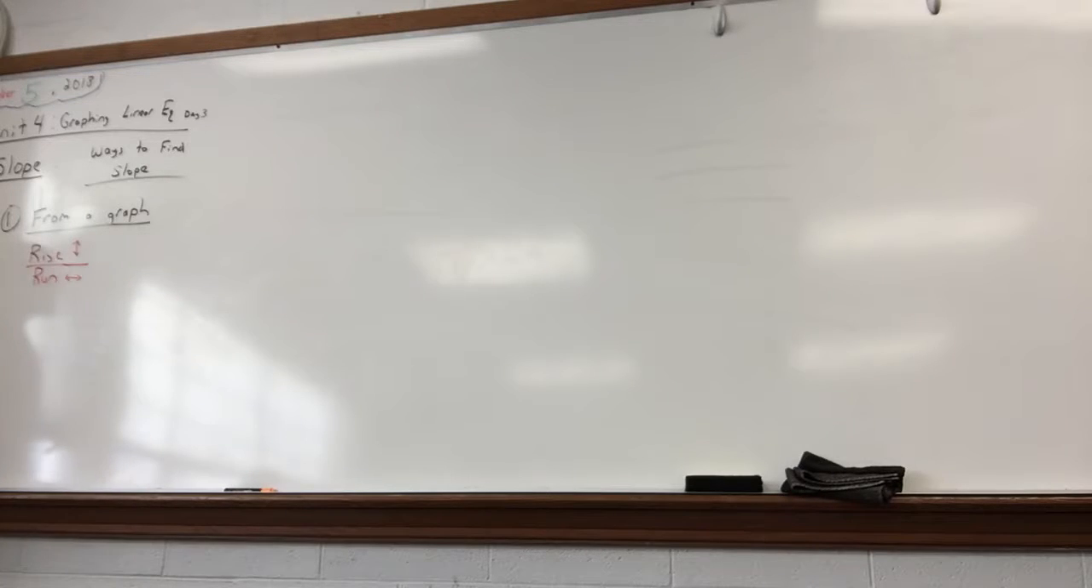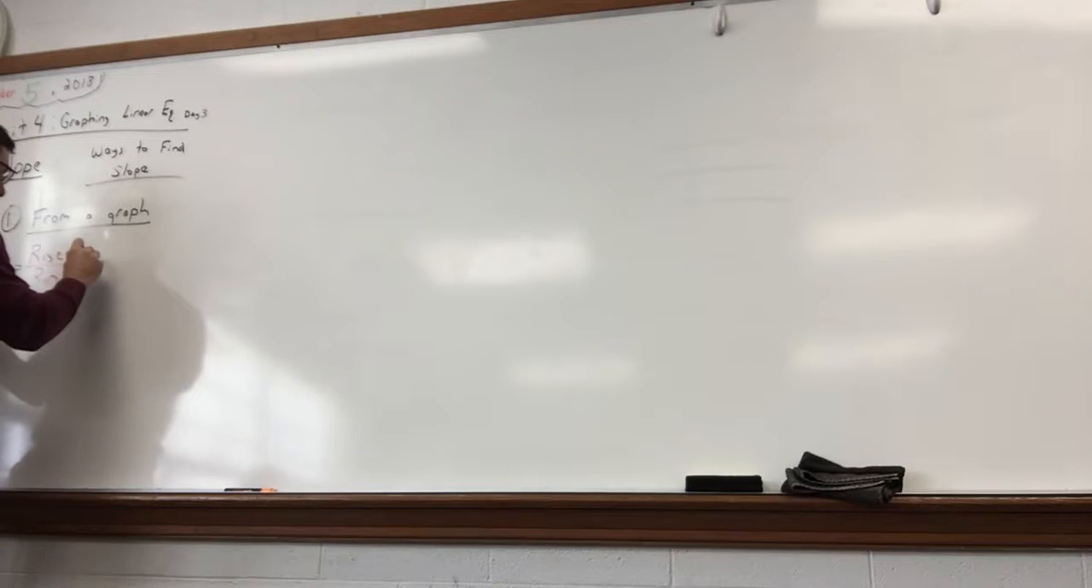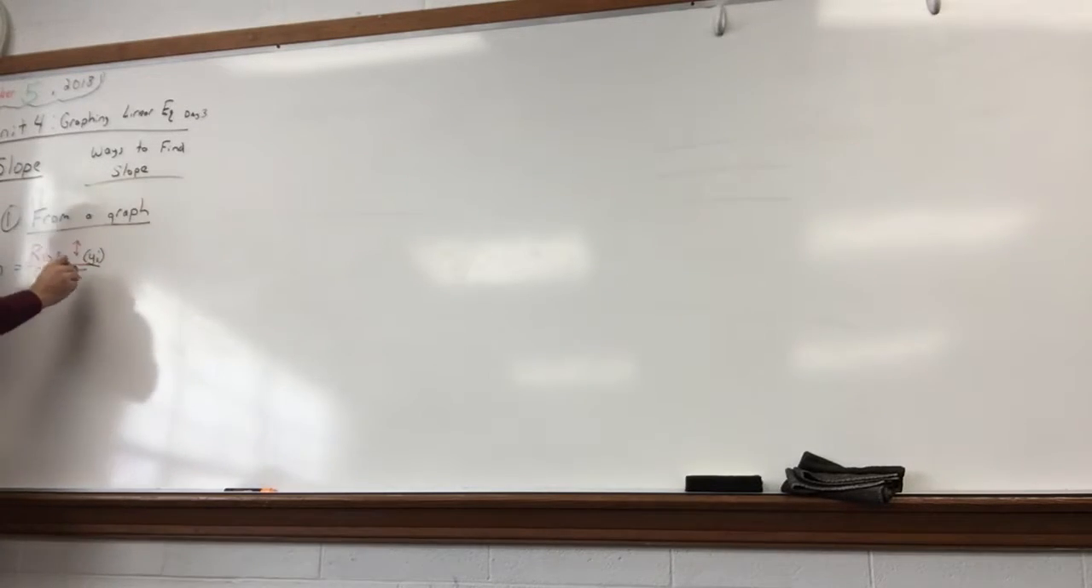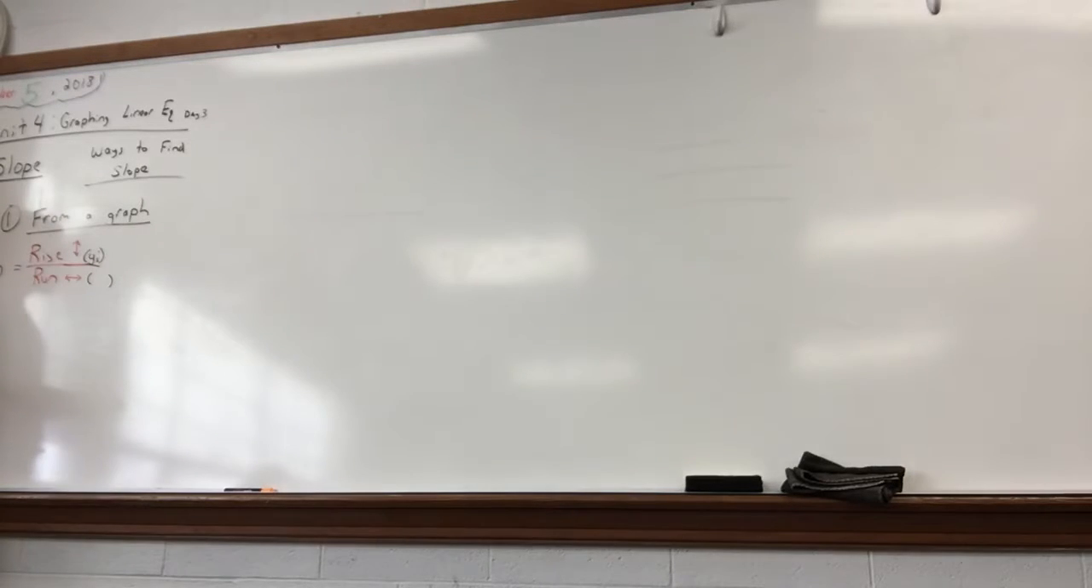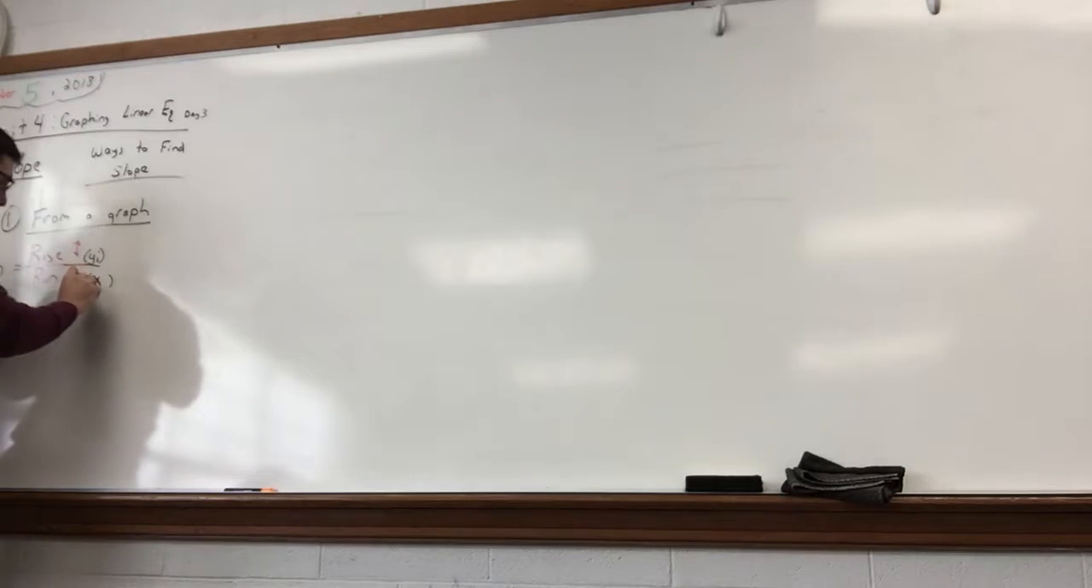But I also added something with this. What letter did I say the rise was? Evan? Lowercase m. Well, that's slope, so this does equal m. That's good. What letters associated with the rise, though? David? Y. So the rise were my y's, which meant the runs were my x's.